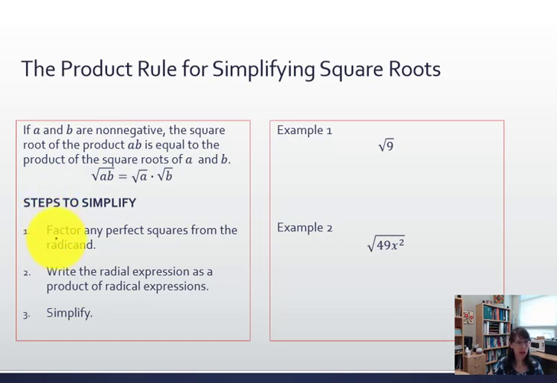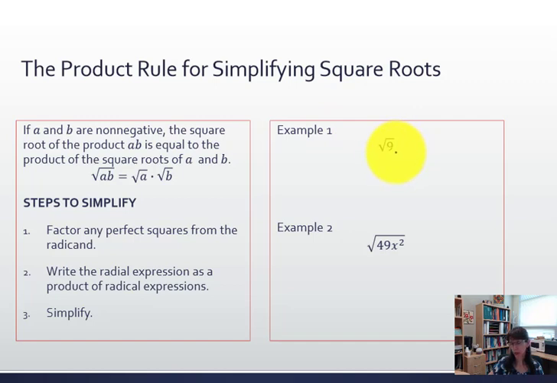So the steps to simplify are to factor any perfect squares from the radicand. In other words, by separating these factors of a and b, we really are hoping that either a is a perfect square or b is a perfect square. Of course, if they both are, that's fine. But if at least one of them is a perfect square, that is what allows us to simplify the radical expression. So we will write radical expressions as the product of radical expressions, and then simplify if there are any perfect squares.